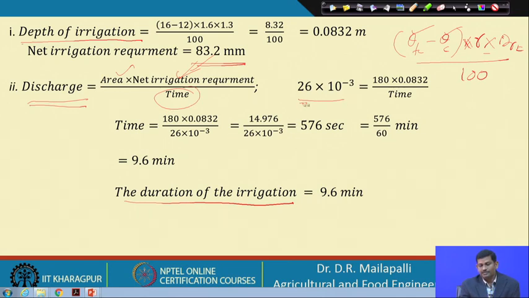Discharge is given as 26 times 10 to the power minus 3, area is given, we calculated this, and time you have to find out. It is very simple. Putting the values together, you get the time as 9.6 minutes.